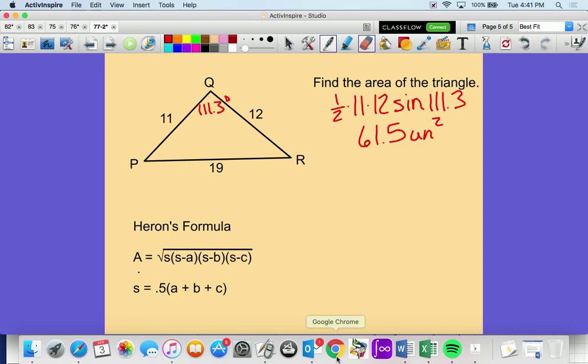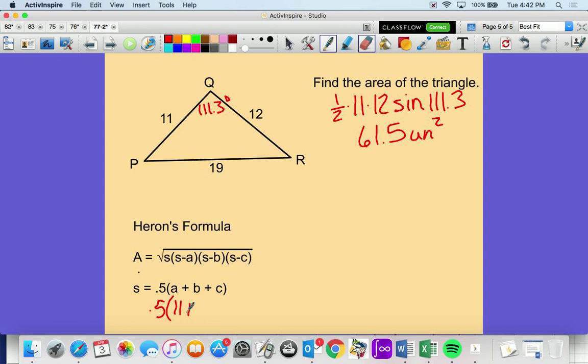Well, another way to do it is by what's called Heron's formula, and if you want to memorize this, you can. As I just showed you, there's another way to do it. But Heron's formula would help you find the area by just using your side lengths. The equation is A equals the square root of s times s minus a times s minus b times s minus c. And s equals 0.5 times a plus b plus c. So what we need to do here, a, b, and c are any one of these three sides. So what we need to do first is find out what s is.